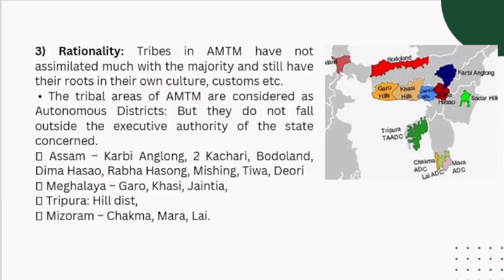The rationality. Now this question can come in the interviews, what is the rationality, what is the reason why the 4 states have been given certain autonomy. The reason is because these states have still not assimilated much with the majority, and they still have their roots in their own culture and their customs. The tribal areas of these 4 states are considered to be autonomous districts, but still they fall under the authority of the state concerned. So these are the 4 states: Assam, Meghalaya, Tripura, and Mizoram.